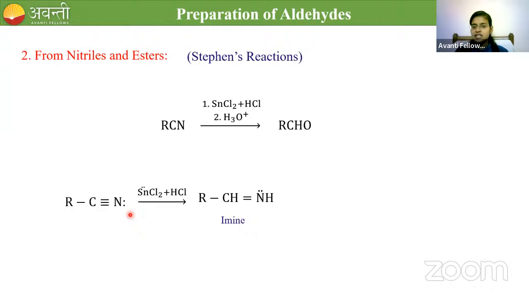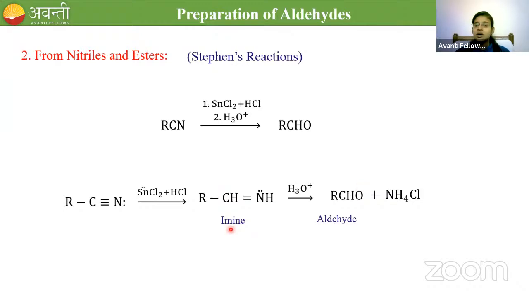Then in the next step, we have to use H3O plus, right? If you hydrolyze this, you will get aldehyde. The NH group will be converted to O. So you will get R CHO and NH4Cl, which is a byproduct. Can you all understand? So what is the conversion? CN on treatment with Stephen's reagent forms CH double bond NH, and after that with hydrolysis it forms CHO. CN is getting converted to CHO at the end.